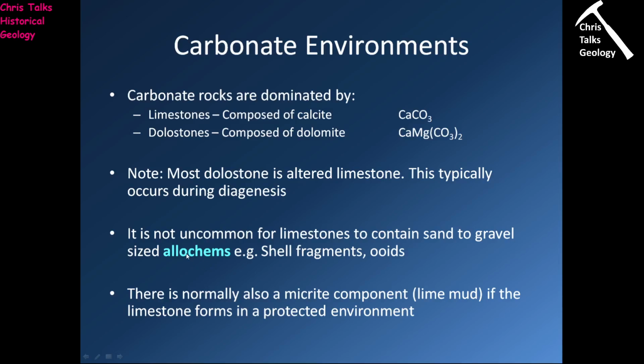So these allochems can be thought of in a similar way to clasts. For instance, you can get things like shell fragments being moved around by wave action, and you'll actually get the shell fragments forming symmetrical ripples within your carbonates. So the same kind of processes that can happen in marine sediments of a clastic nature can also happen in carbonate sediments, as long as there are allochems in the sediment, so as long as there are particles which can be moved around.